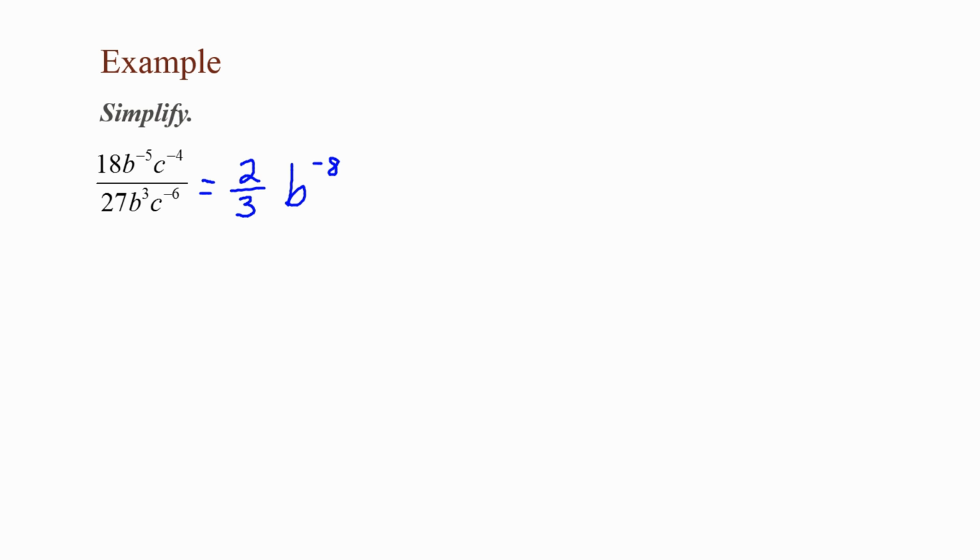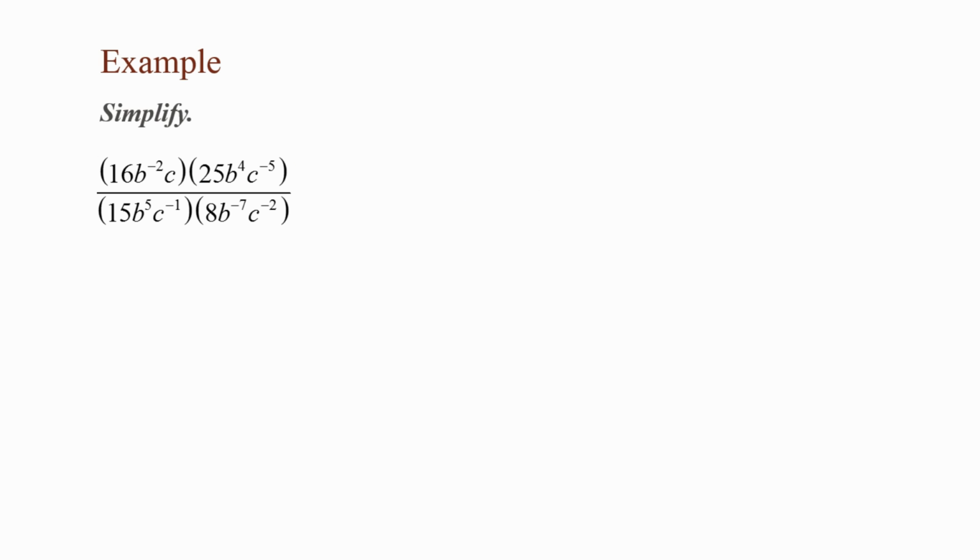Then c to the negative 4 divided by c to the negative 6. I have negative 4 minus a negative 6, which is negative 4 plus 6, which is 2. So I have c squared. Then making sure I have positive exponents. C squared is positive, so I have 2c squared on top, 3b to the 8th on bottom. My final answer is 2c squared divided by 3b to the 8th.